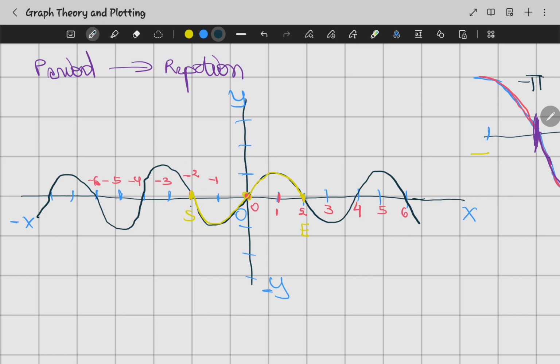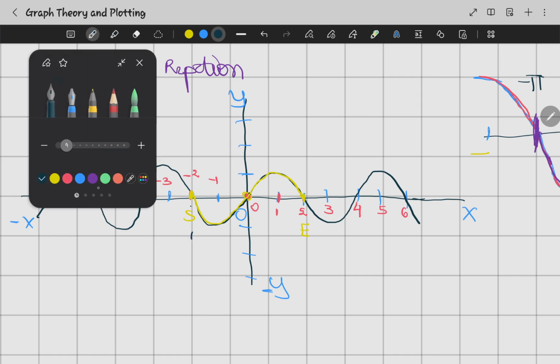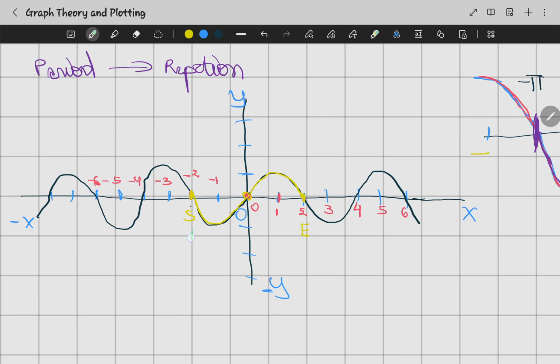So if I start here, let me use maybe this color. This is our starting point. So it's gonna be 0, and here it will be 1, 2, 3, and 4. So our period will be equal to 4. Okay, this is our period that you see there.